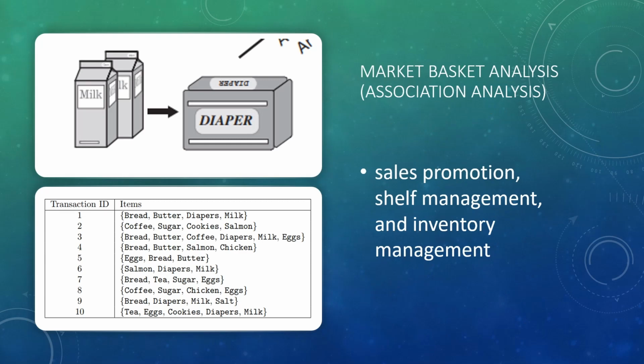Where we try to apply association analysis, for example in sales promotion, is different. In this example, we try to find the connections between some products and other products. So for example, if a person buys bread and butter, then we need to find the probability of him buying milk, right? Or if he buys milk, what is the chance he will buy diapers? All this information from association can be useful for sales promotion, shelf management, and inventory management.